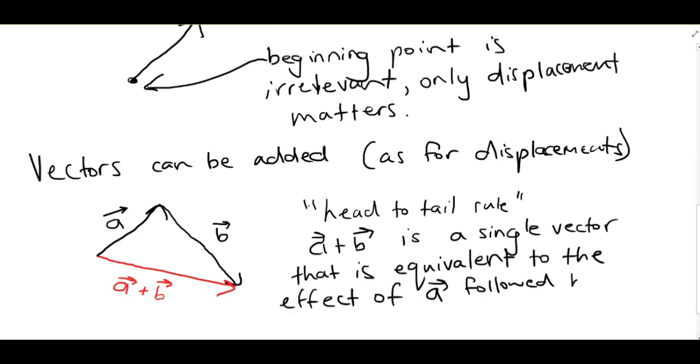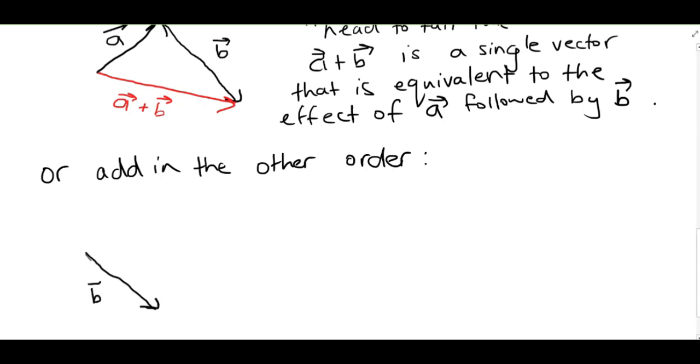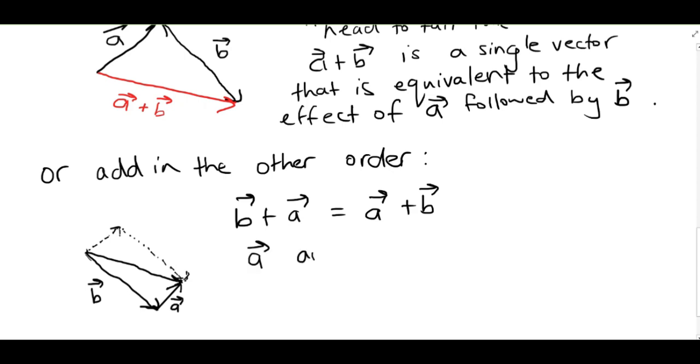Or we can add it in the other order. So we can start with vector B, connect to it vector A, and we will still get the same B plus A vector, which is actually equivalent to A plus B. We can use what we call the parallelogram rule, which is to take the parallel of vector A and the parallel of vector B, connect it to the other vector, and what you form is a parallelogram where the resultant vector is a diagonal through that parallelogram.